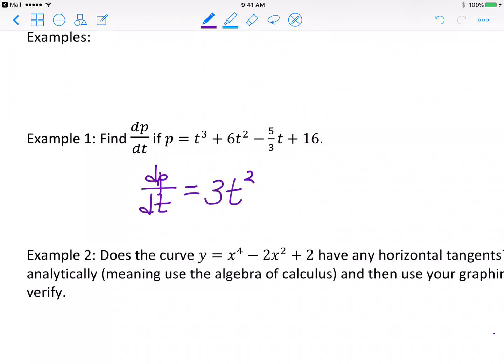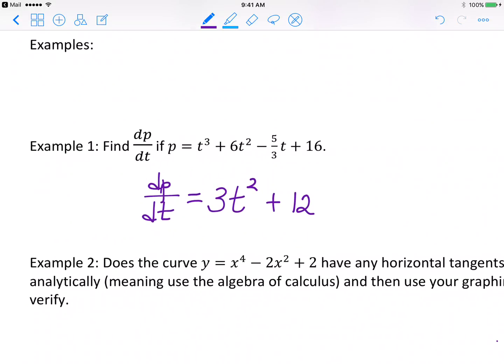So that'll be just 3t squared plus, and then I want you to find the derivative of 6t squared using the power rule and using the constant multiple rule. That becomes 12t. And then that next one, negative 5 over 3, is multiplied by t to the first power. So using the power rule, the derivative of that will simply be negative 5 over 3, because t would have t to the 0 power, which just becomes 1 on its own.